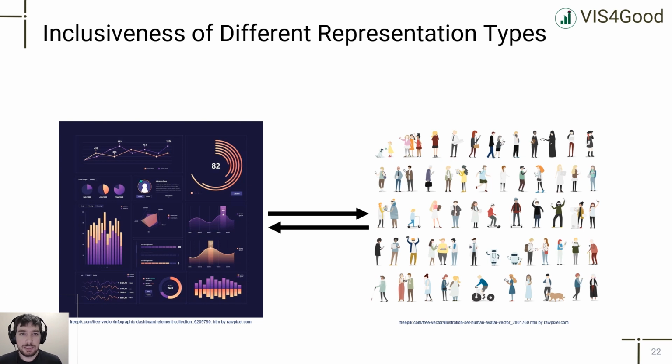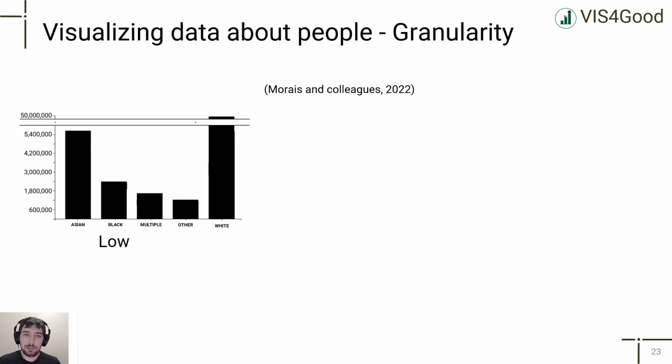Visualizing sociodemographic data per se represents or summarizes information about people, real people, and bridging the gap between the abstraction required for data visualization and the people behind the data has been a topic of study in our community for the past decade. For example, Morais and colleagues have proposed a 7-dimensional design space, one of which, granularity, focuses on the association between the visual mark and the number of people it represents.